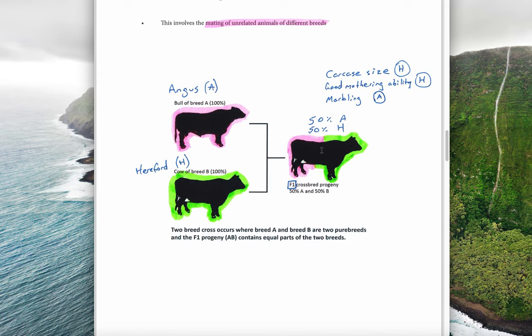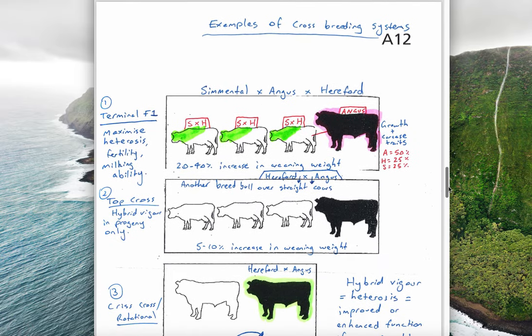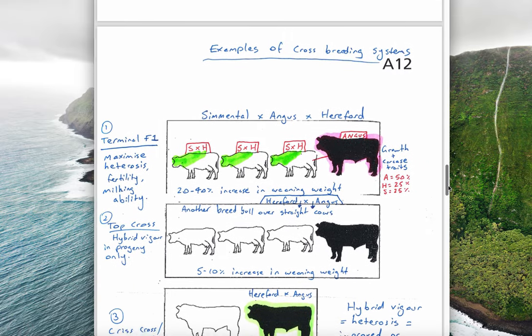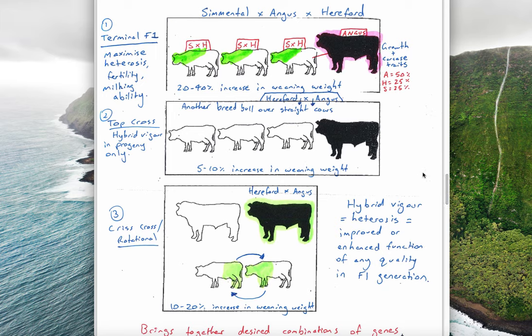Angus is going to give this offspring some level of marbling ability. If we have a look at some examples of crossbreeding systems, this is only relevant if you're going to get asked a question about crossbreeding, maybe a 6-mark question to evaluate crossbreeding. You might just throw in the names of a couple of systems of ways of doing crossbreeding, but here's three. I'm not going to go into too much detail about them because you don't need to know too much about them.